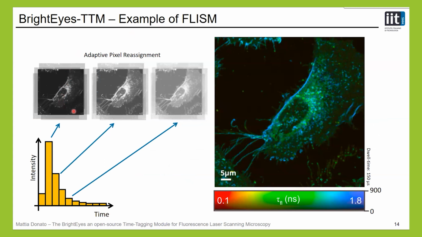So the information of all channels by adaptive pixel reassignment, but you can also use the information that you got with the lifetime. So you can create the so-called FLISM image that codes also the intensity. You see the photon counting, and in the color you code the lifetime of the decay.